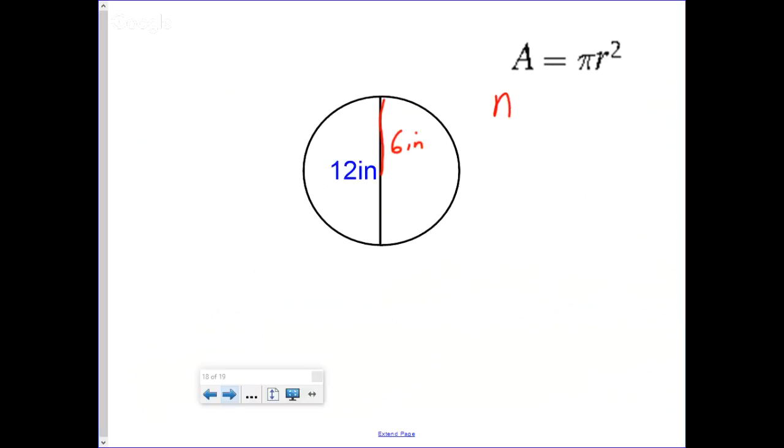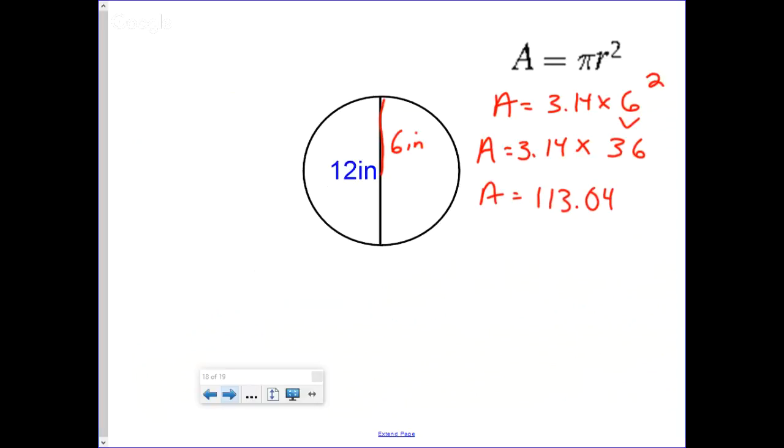So when we fill it in, it's going to be area equals 3.14 times 6 squared, not 12 squared, because that's not a D, it's an R. Okay, so area equals 3.14 times 36. Okay, and area equals 3.14 on the calculator times 36, which is 113.04 inches squared. Okay, so let's go back and review this real quick.